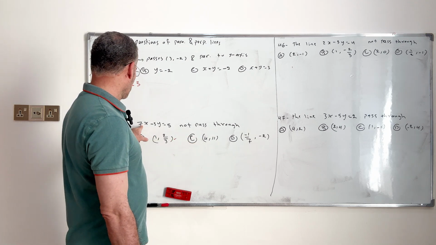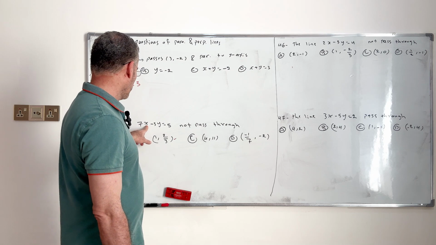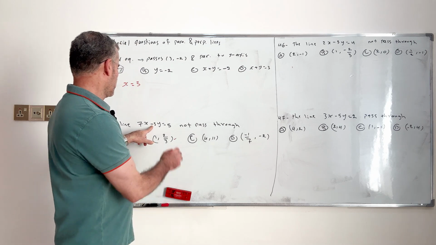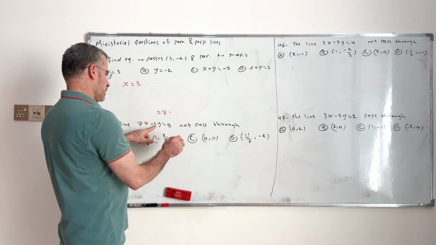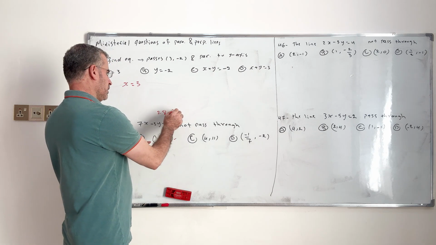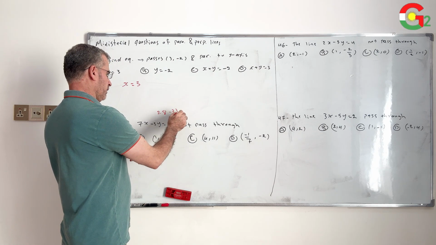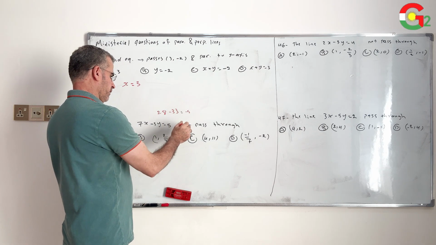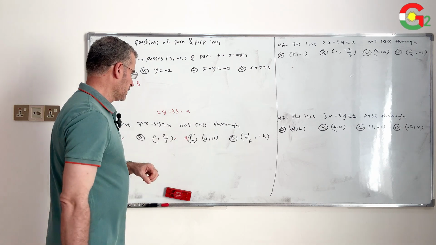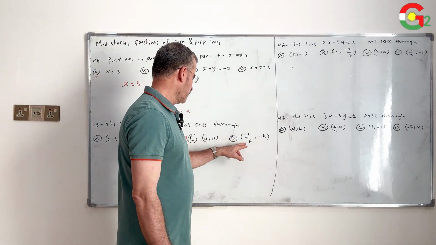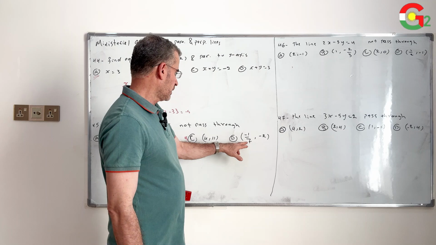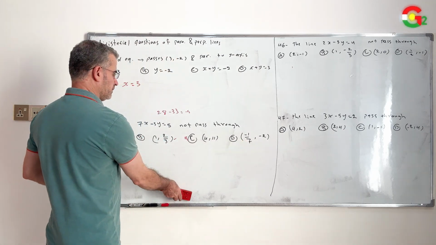7 times 4, 28. 28 minus 33, it is -5, not 5. So this point does not pass through this line. Let me check the last one.